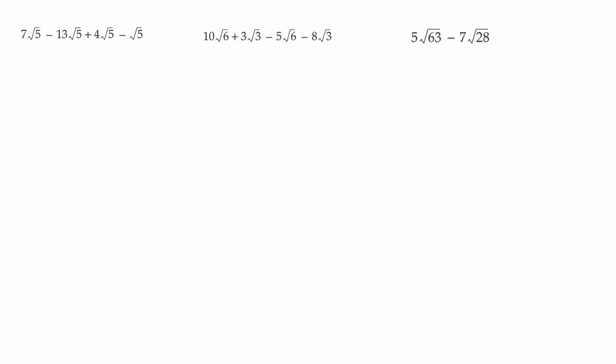And in the last one here, it looks like we can't do anything because they don't look like terms. Again, what you need to do is look for the simplified version of this term. So we're taking out a perfect square. 63 can be divided by 9, so it's going to be the same as 5 times root 9 times root 7. So 9 times 7 being 63. And the root 9 is 3, and 5 times 3 is 15 root 7.